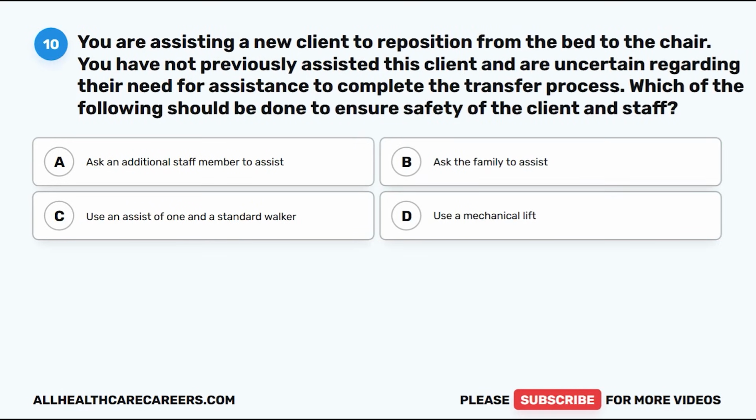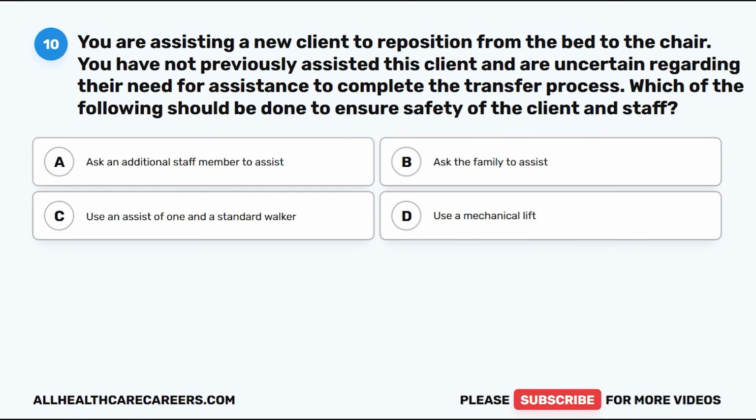Question 10. You are assisting a new client to reposition from the bed to the chair. You have not previously assisted this client and are uncertain regarding their need for assistance to complete the transfer process. Which of the following should be done to ensure safety of the client and staff? Option A. Ask an additional staff member to assist. B. Ask the family to assist. C. Use an assist of one and a standard walker. D. Use a mechanical lift.